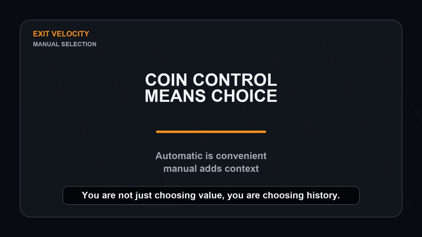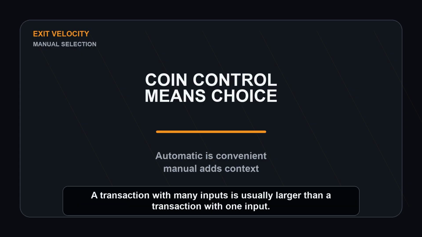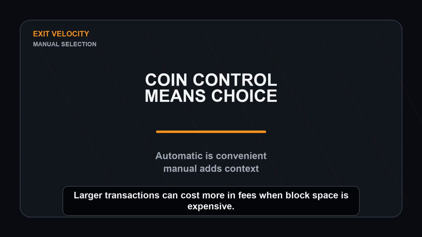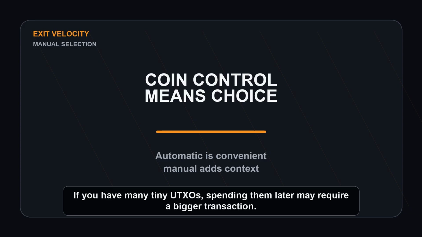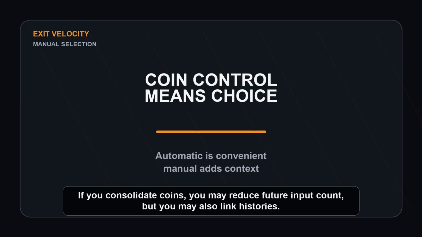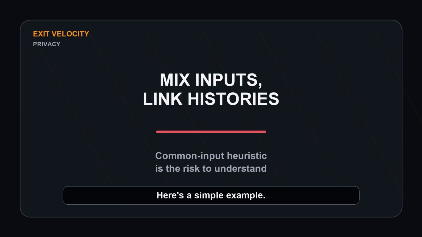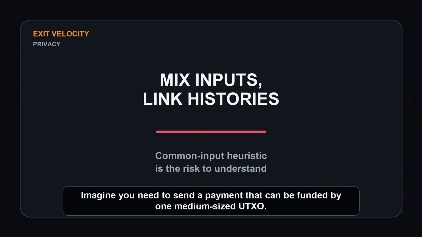If a coin came from an exchange, that coin already has a different privacy story than a coin received from a friend. If a coin came from a public donation address, that coin has a different story than one from a private savings transfer. If a coin is part of long-term cold storage, you may not want it mixed with a small everyday payment. Coin control gives the wallet user a moment to say, not that one, or these two belong together, or this payment should be funded from this context only. That is the whole point. You are not just choosing value, you are choosing history.